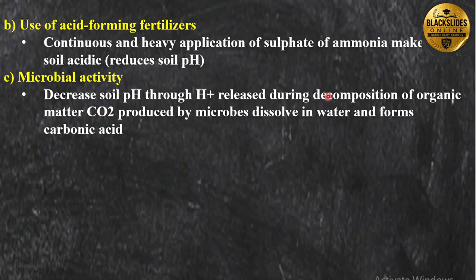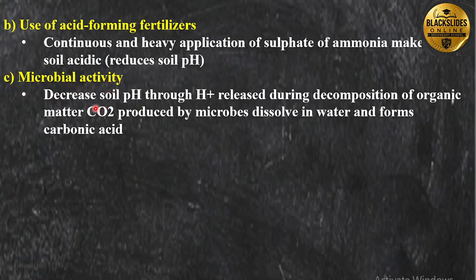Remember that when microorganisms decompose organic matter, which is dead plant and animal material, they release carbon dioxide. The carbon dioxide will dissolve in water found in the soil to form carbonic acid, which will add hydrogen ions to the soil, making it more acidic and giving it a lower pH. You must understand very well that when pH decreases, acidity increases.